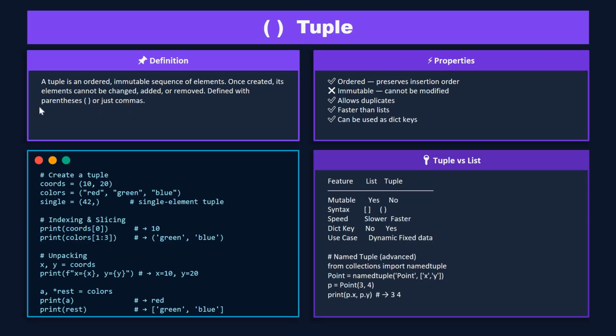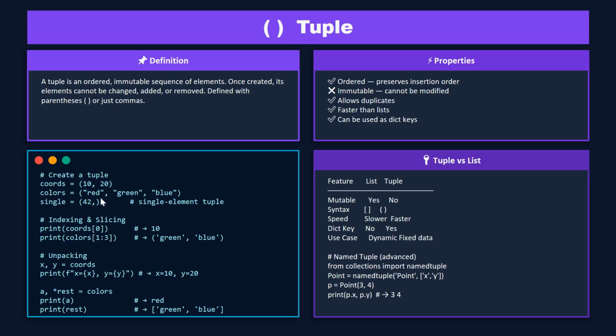Elements cannot be added or removed. It is defined with parentheses, with elements separated by commas. So these are the basic definitions. If you want to create a tuple, it will have parentheses, like (10, 20). If it has square brackets, that means it will be a list. If it is parentheses, that means it is a tuple.